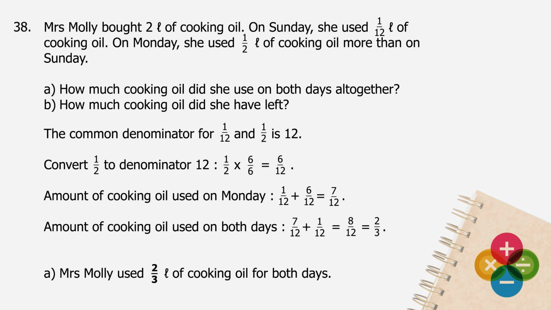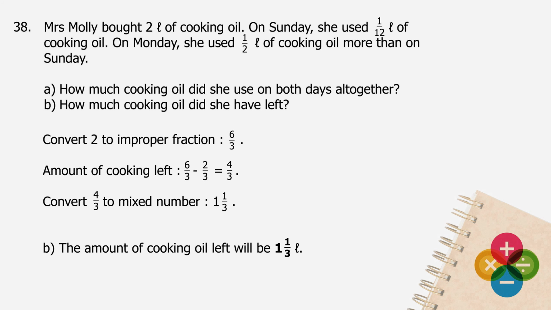The common denominator for 1/12 and 1/2 is 12. Convert 1/2 to denominator 12 will be, multiply 1/2 by 6, and the product is 6/12. The amount of cooking oil used on Monday will be, add 1/12 to 6/12, and the sum is 7/12. The amount of cooking oil used on both days will be, add 7/12 to 1/12, and the sum is 8/12. Convert 8/12 to simplest form will be 2/3. A. Mrs. Molly used 2/3 liters of cooking oil for both days.